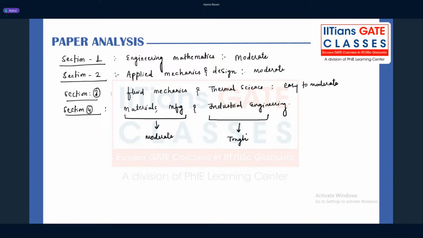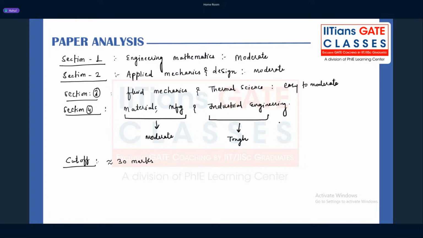So that is all about the paper analysis. Overall, the paper is on a moderate side only, and you can keep it like moderate to tough, right? Again, regarding the cutoff, we will discuss it further after discussing the questions. But overall, based on the questions we have received, the cutoff will be around only 30 marks. Again, I will be discussing the rank on the basis of marks, but after discussing the questions.